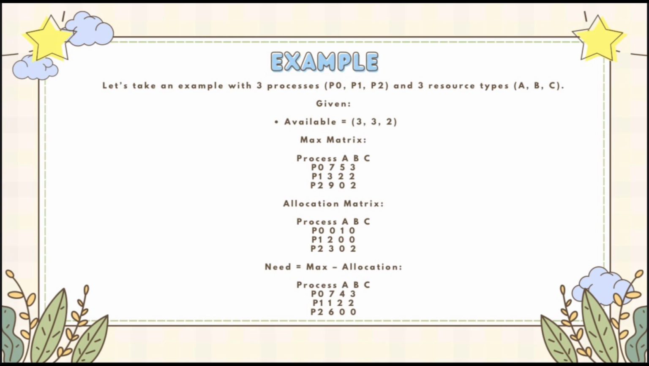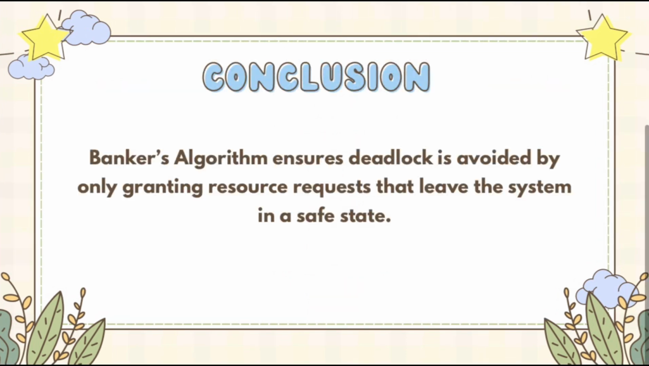Let's take an example with three processes P0, P1 and P2, and three resource types A, B, C. Available is 3 3 2. Max matrix: P0 7 5 3, P1 3 2 2, P2 9 0 2. Allocation matrix: P0 0 1 0, P1 2 0 0, P2 3 0 2. The need formula is very important: Need is Max minus Allocation. We just subtract the allocation from the max, and the answer is P0: 7 4 3, P1: 1 2 2 and P2: 6 0 0.